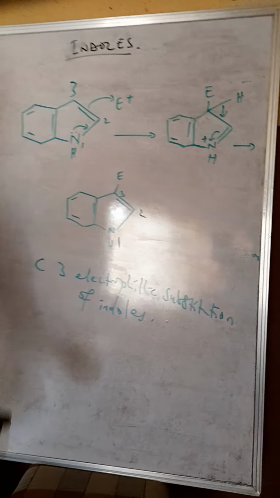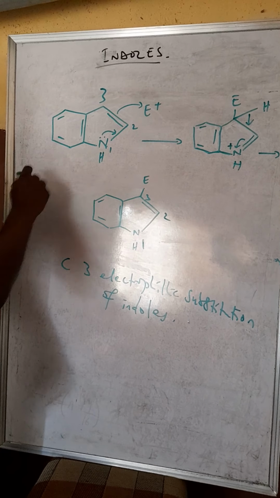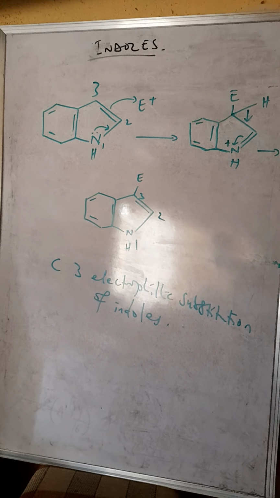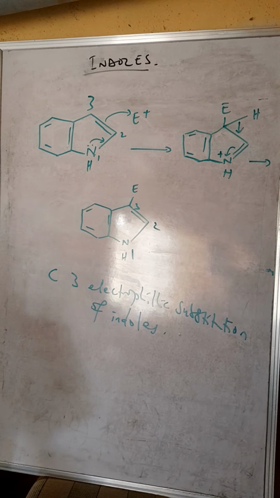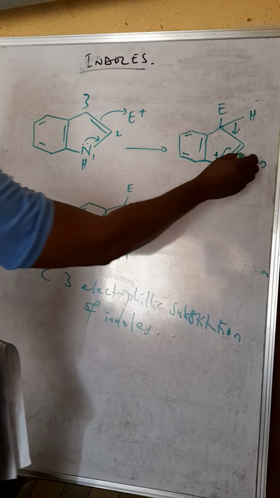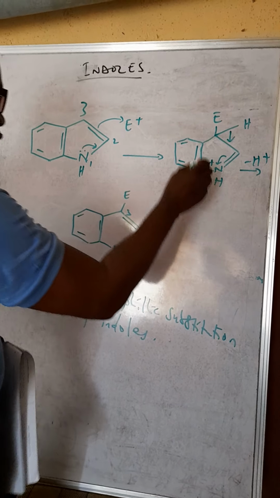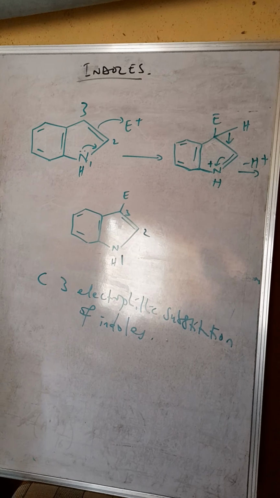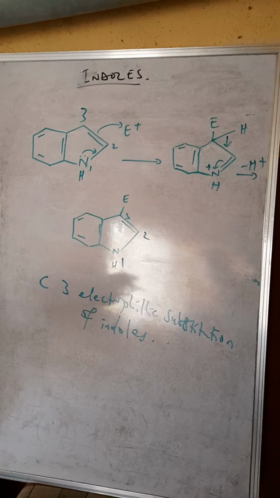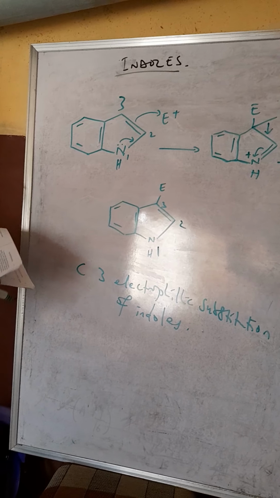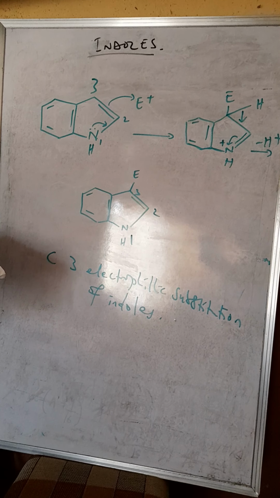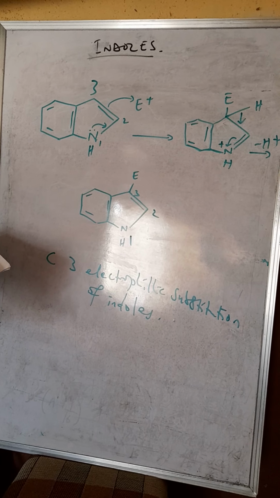Now, looking at the overall reactions, we can see from the intermediate that this carbon 3 is prone to electrophilic substitution. Electrophilic substitution, because the hydrogen is released as H plus at this stage in order to have the electrophile being reactive. An example of this is the reaction of indole with bromine. You can illustrate it. The bromine is an electrophile.